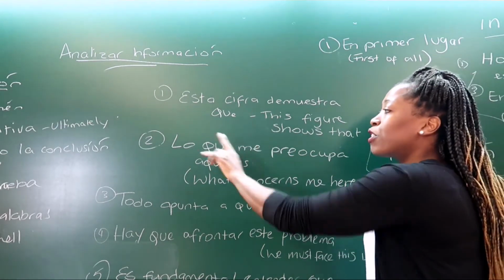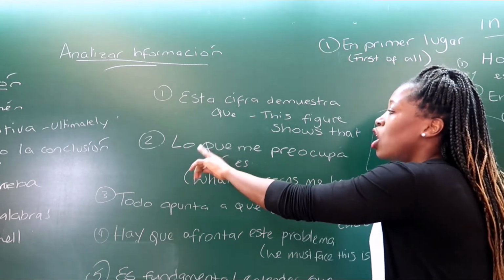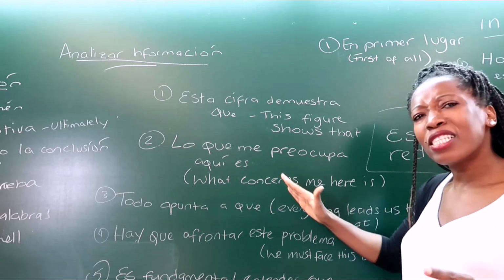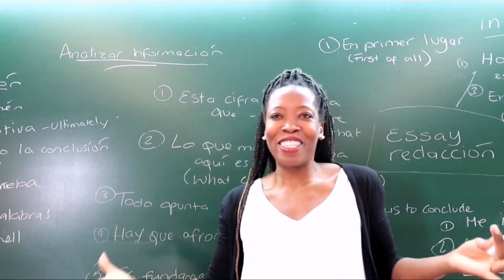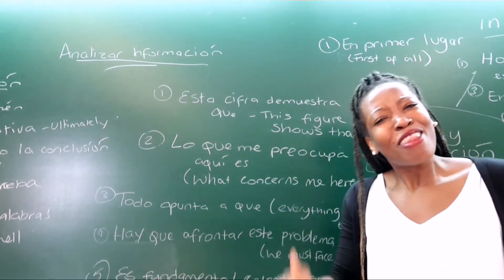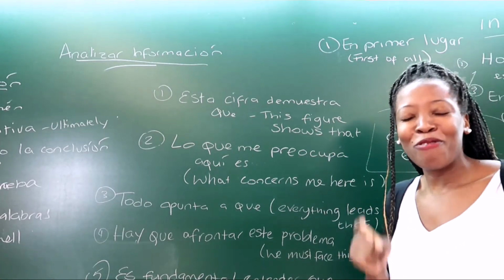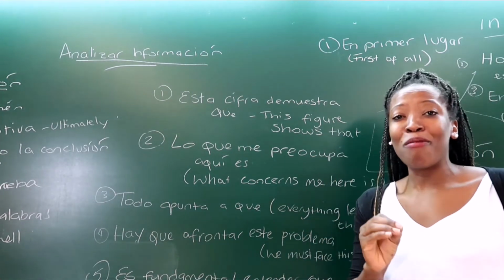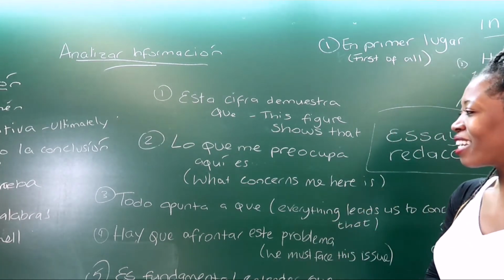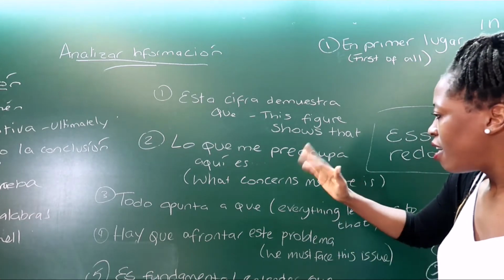Okay? Number two. I did find this one quite interesting. Lo que me preocupa aquí es. So what concerns me here is, I think that's very argumentative, isn't it? And I like that. Okay? What concerns me here is this. This really concerns me. I like that one. Let me know if you use that or you find that one of any interest at all. Okay? Lo que me preocupa aquí es. Yes. What concerns me here is.